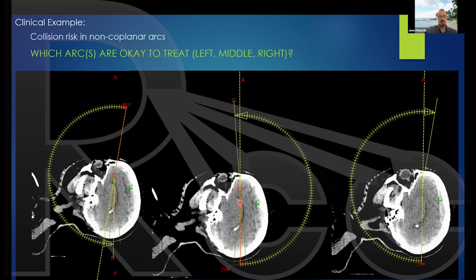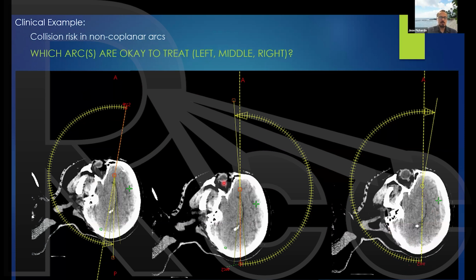Left, middle, or right? I'm going to give you a little bit of time. It's not a poll, I'm just giving you a little bit of time to think about it. And of course, I'll give you a hint, this has to do with collisions, right? The one in the center is the only one that is okay to treat with, because you're not going to have a collision. The arcs on the left and on the right are going to hit the couch or the patient, right? In this one, it's going to hit the patient right on the neck or the head here. And in this one, it's going to hit the couch, right? It's coming from the bottom.